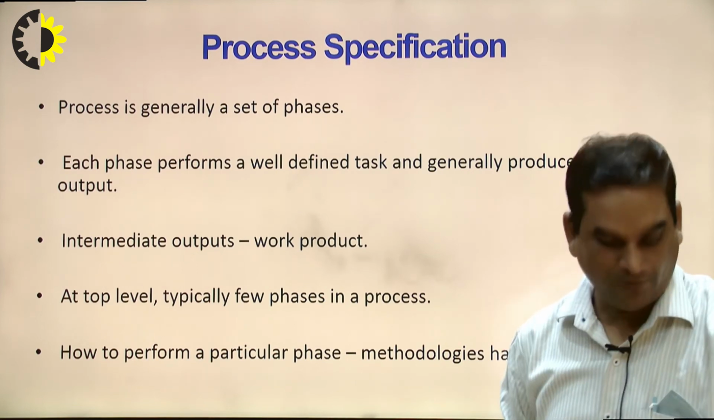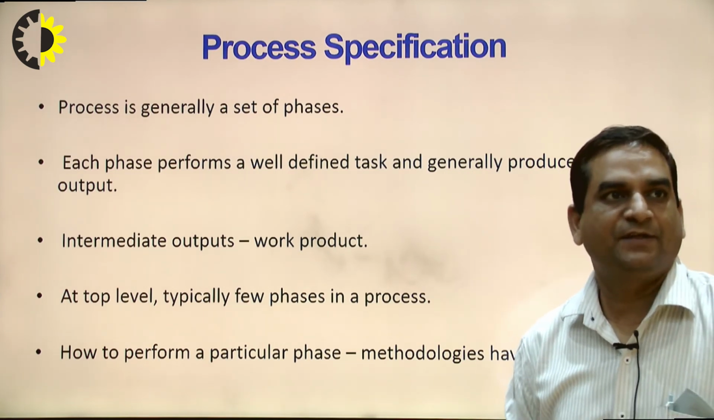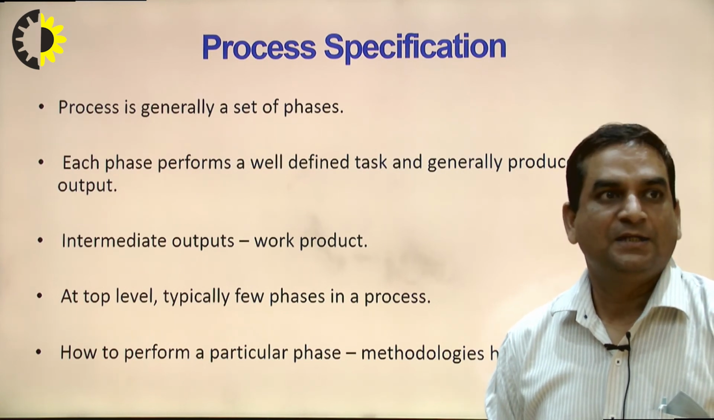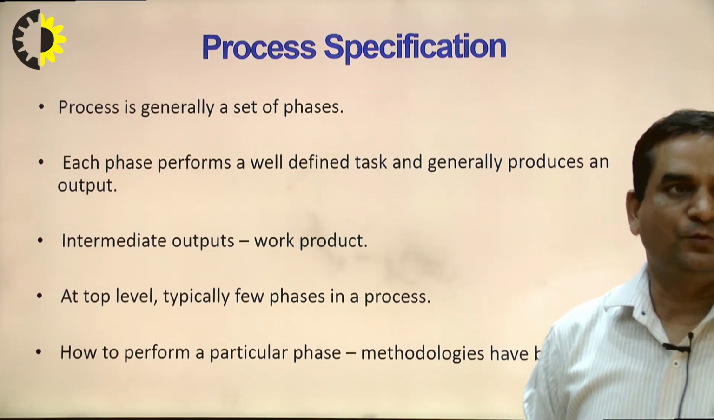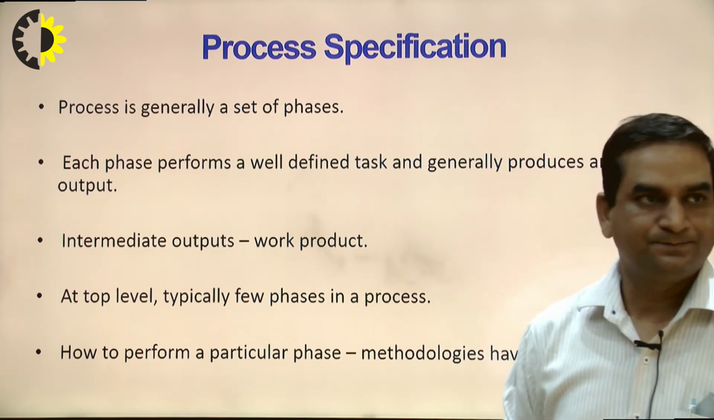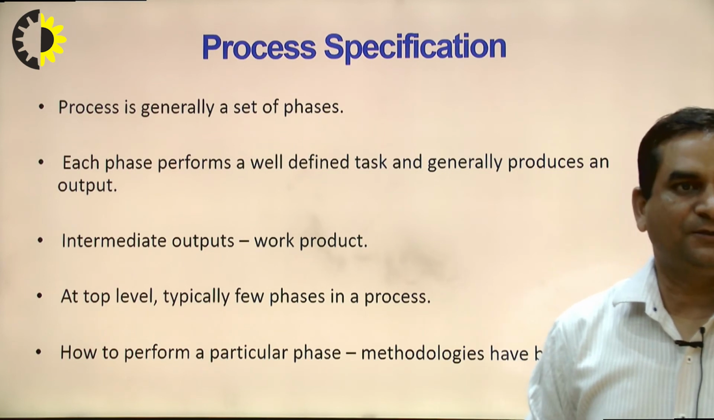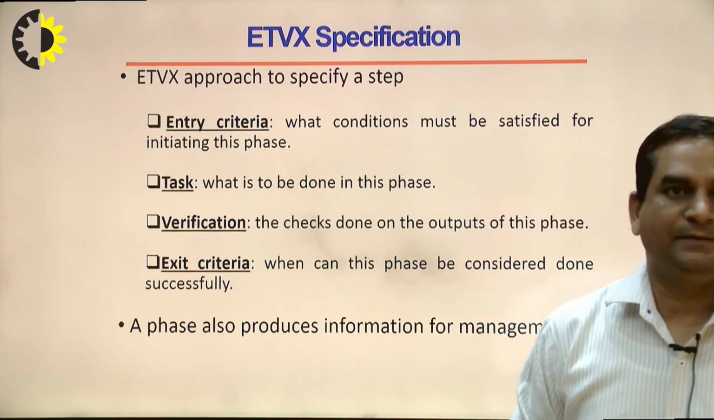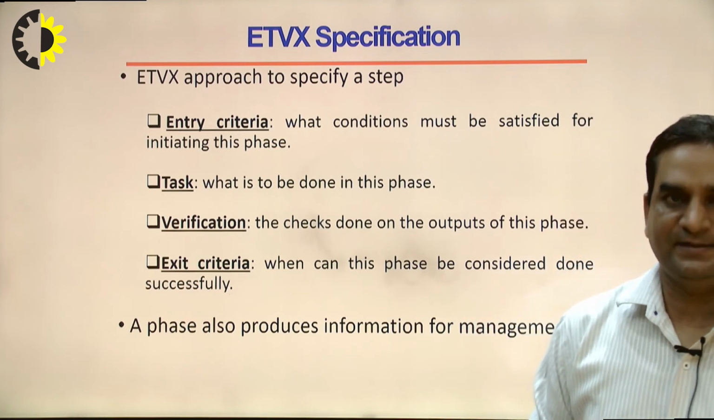Now when we talk about the software process, we talk about the process specification. A process specification is generally a set of phases. Each phase performs a well defined task and generally produces an output, the intermediate outputs like the work product. At the top level, there are typically few phases in a process, and then how to perform a particular phase. These are some process specifications. And to better describe the process specification, there is a way called ETVX specification.